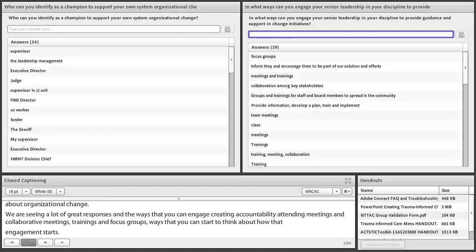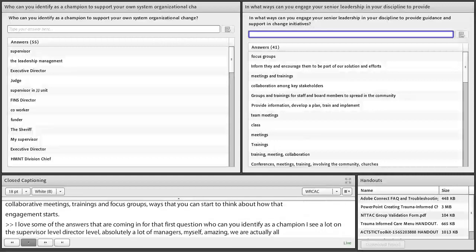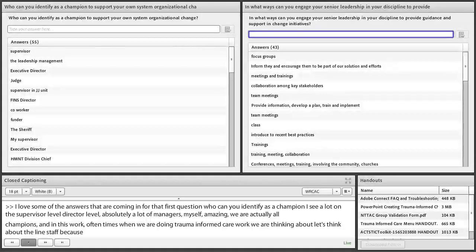The sheriff, and you know, in this work, oftentimes when we're doing trauma-informed care work, we think, okay, let's focus on the line staff because those are the folks that are most closely having experience with the children and families that have been traumatized. But I just love these answers. I think it really speaks to the importance, and what we found to be most important is that we really have to engage the whole organization.